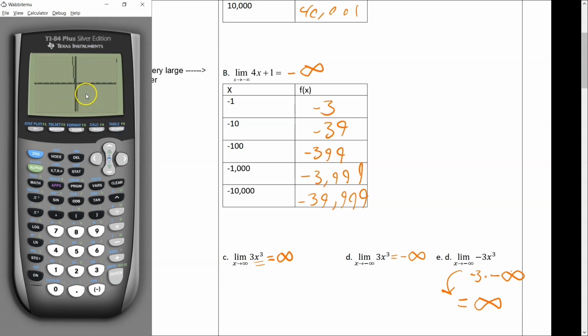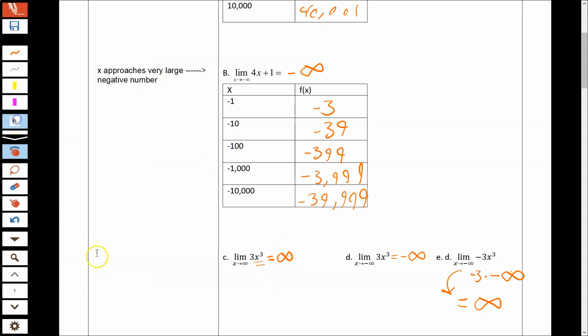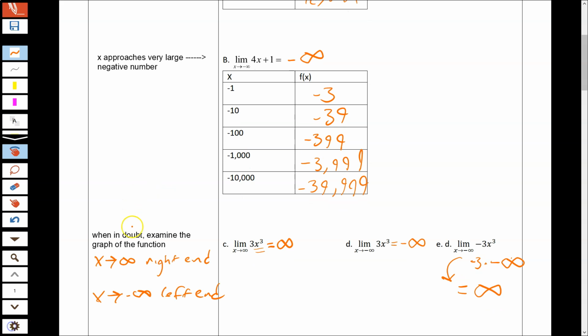I can take a look at what's happening on my graph. So notice on the left end of my graph, I'll zoom in a little bit so you can see. When I put that negative in, my graph is going up forever at the end. Okay, so let's make a note here. So if you're not sure, you have a tool to help you, and that's your graphing calculator. X approaching positive infinity will be associated with the right side of the graph, and negative infinity is associated with the left side of the graph. You already knew that.